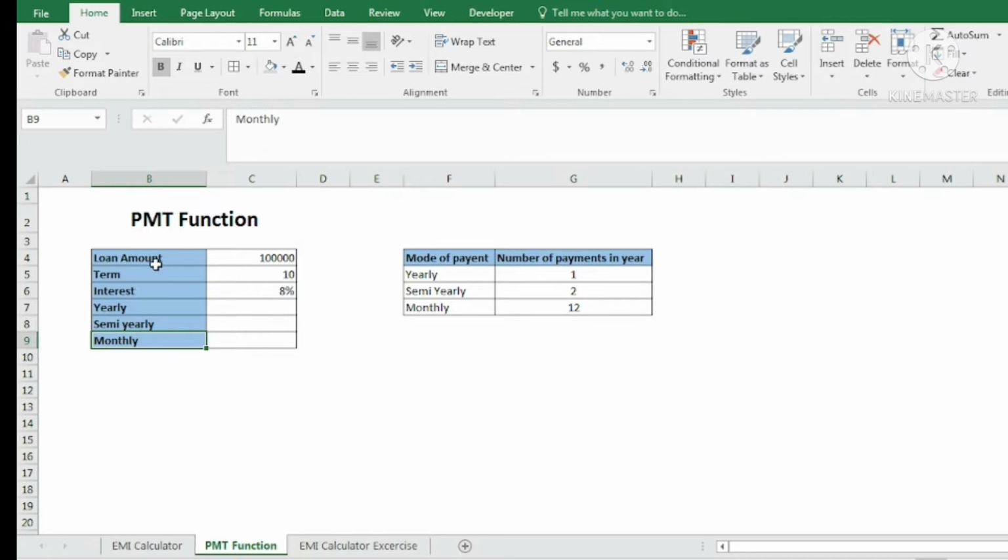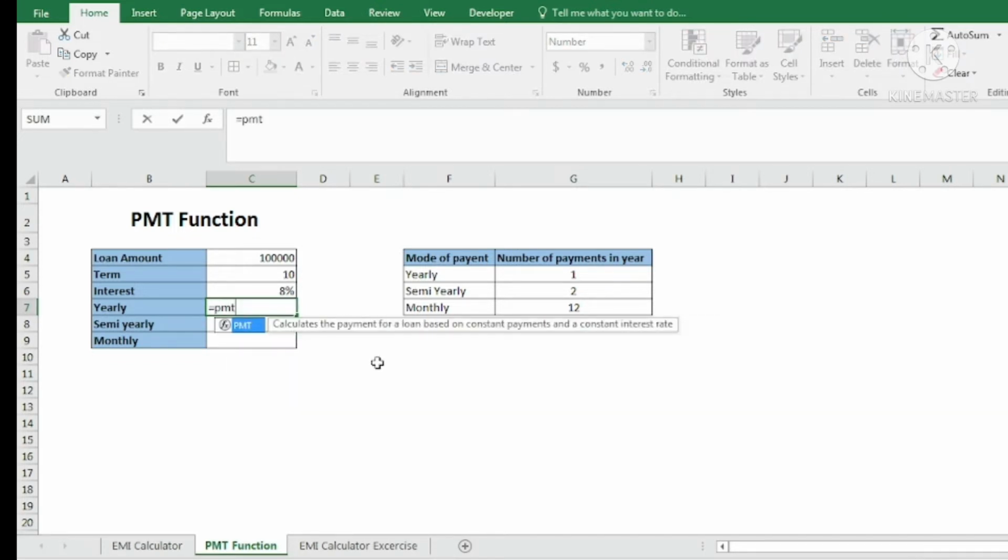So here we are going to learn the Pmt function. We have taken the loan amount as 1 lakh, the term is 10 years, interest is 8%, and here we are going to use the Pmt function to calculate yearly installment, and then semi-yearly installment, and then we'll calculate the monthly installment using the Pmt function. So here I will go ahead and use the Pmt function. The Pmt function itself is being used for calculating the payment of a loan based upon constant payments and a constant interest rate. That is the use of the Pmt function.